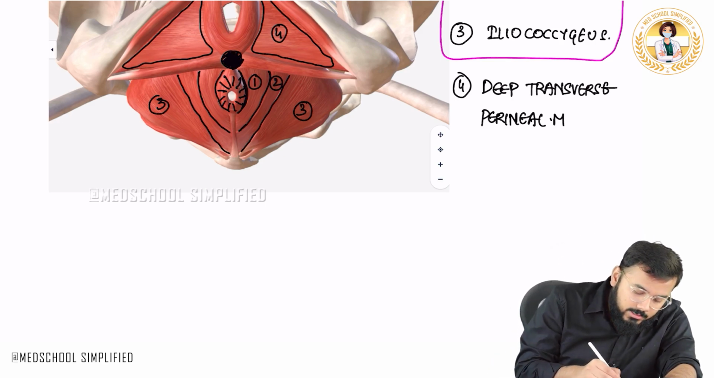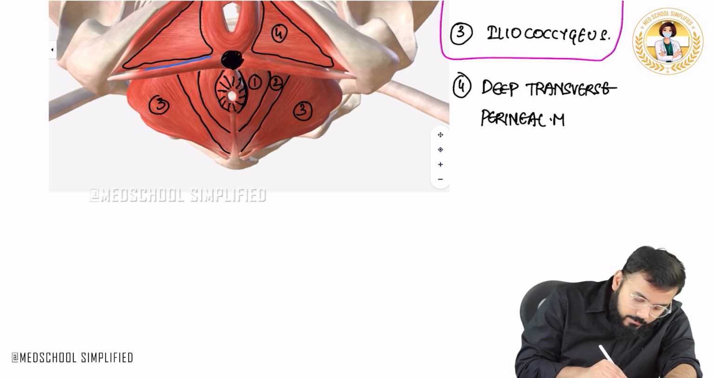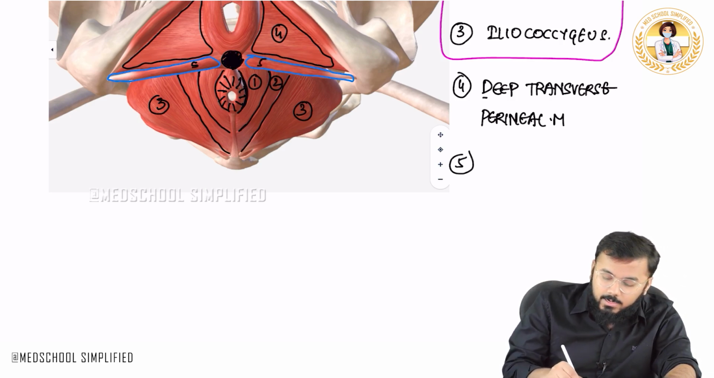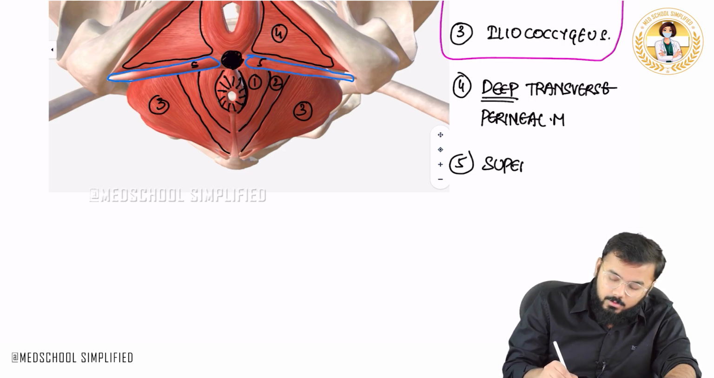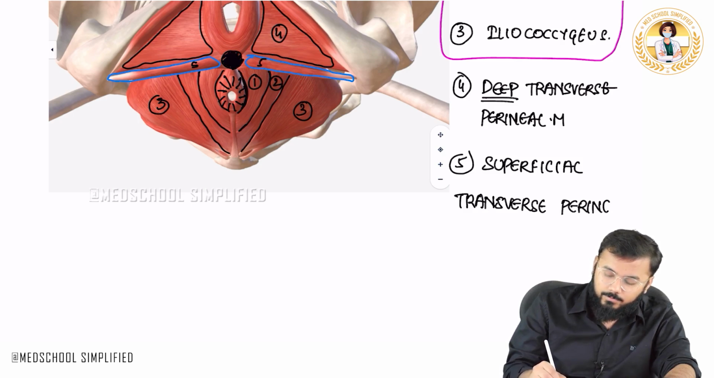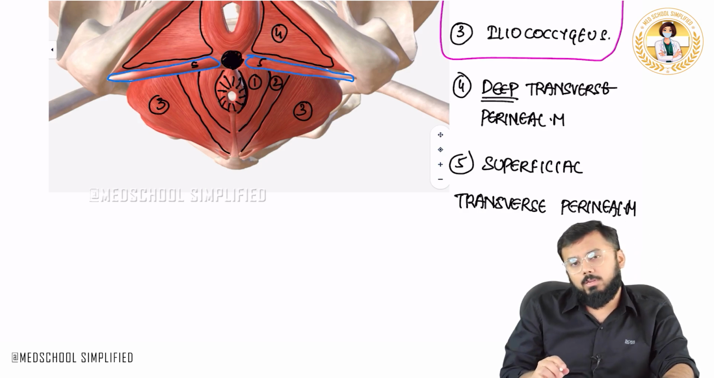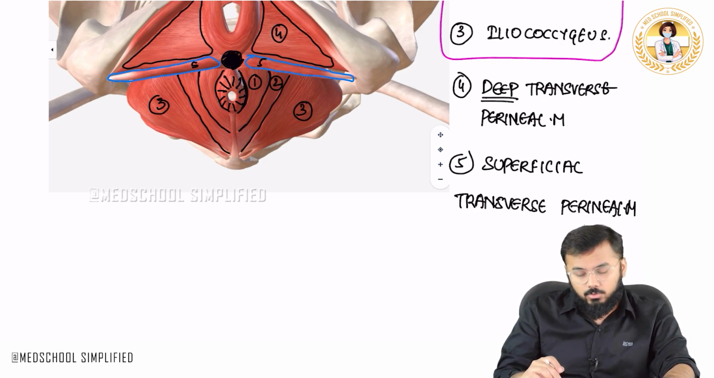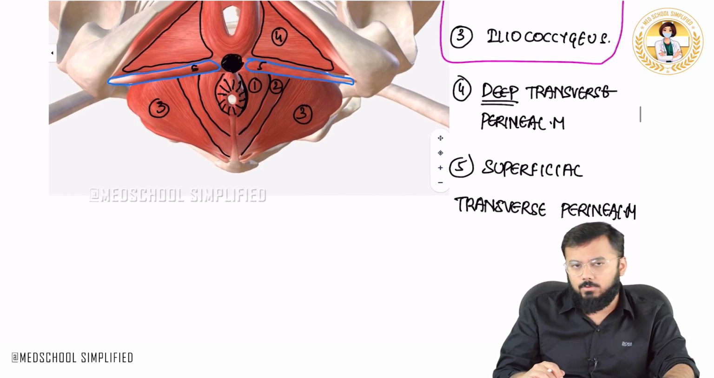Now after that, you see this particular muscle over here, right? So this particular muscle which I'm drawing right now, let us say this is muscle number 5. If it is deep here, the next one will be superficial. Superficial transverse perineal muscle. Okay, one is called the deep transverse perineal muscle and the other one is called your superficial transverse perineal muscle. So these are the 5 important muscles which you can see over here, right?